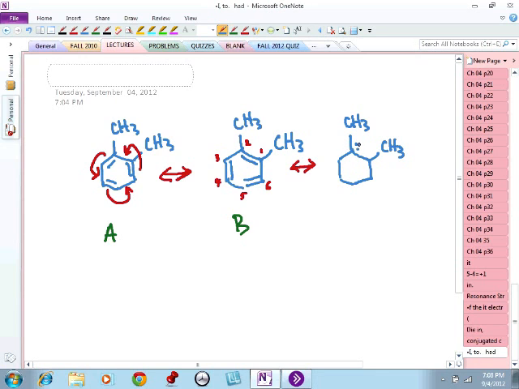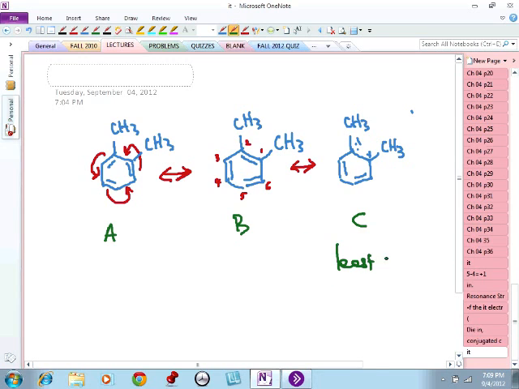So now you're going to have electrons here, and that carbon is negatively charged, and this carbon therefore will be positively charged. The rest we didn't do anything to. So this C is also a resonance structure. But which is the least stable of the resonance structures? C is the least stable.